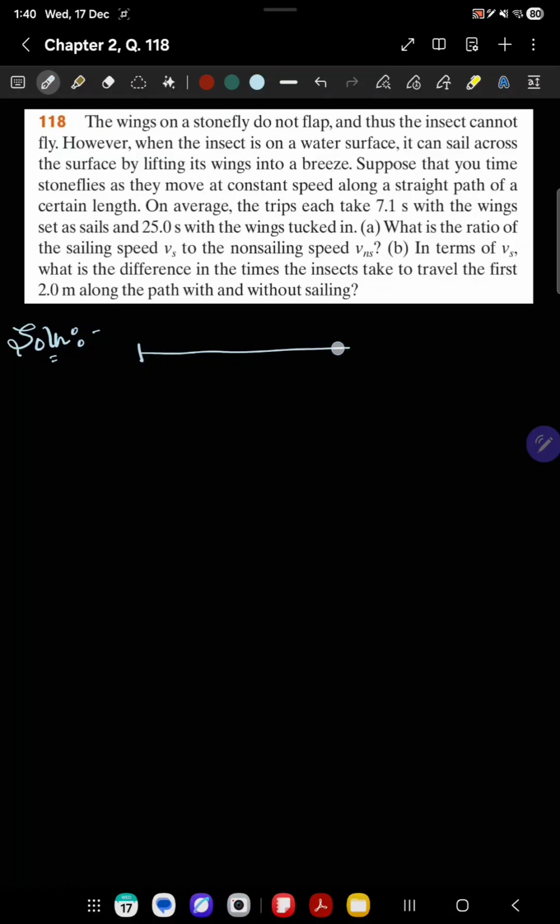So assuming this is the length L that the stonefly has to travel. For the first part, we need to find out the ratio of Vs and Vns, right? Vs and Vns. We need to find this out.